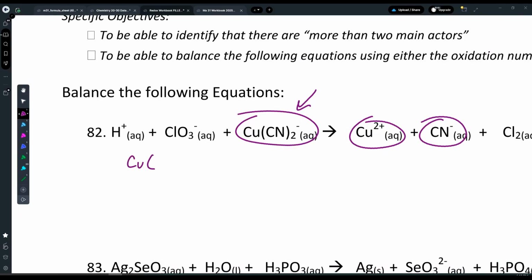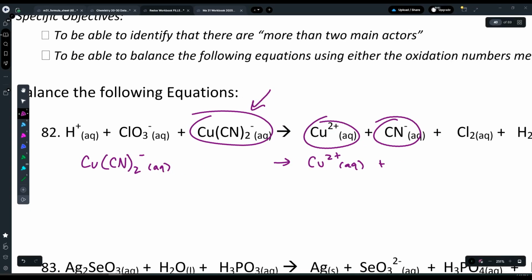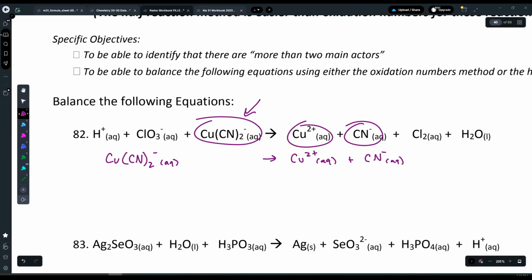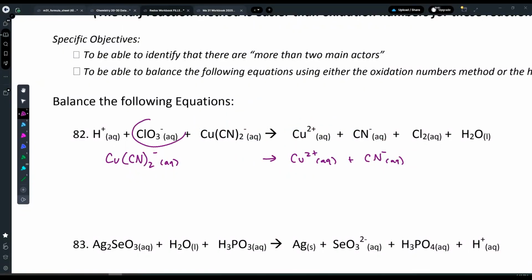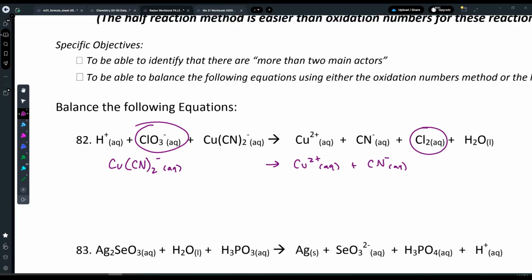So copper 1 cyanide, aqueous, goes to copper 2+ plus cyanide ions. Okay. And then for my other reaction, I'm going to pick this. That's a chlorate ion, and then I'm going to look on my product side and say, this is the only thing that kind of looks similar to it, so that's what I'll use.